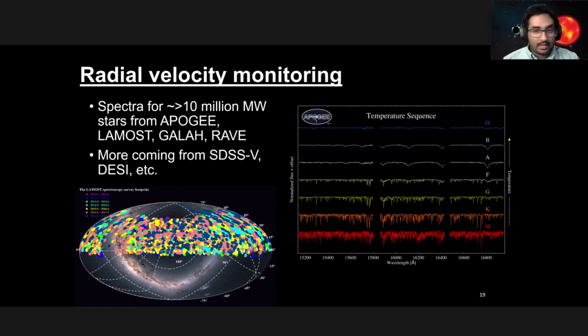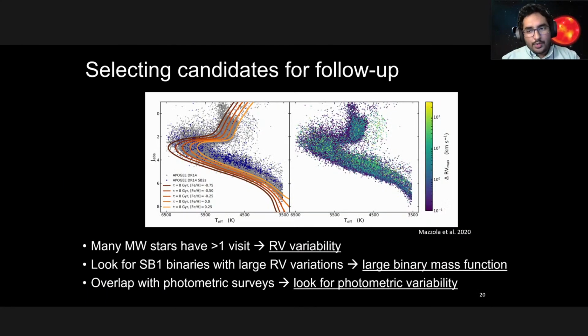These surveys sample stars from all over the sky and from various spectral types. To highlight this, shown here on the right, APOGEE spectra for stars of various spectral types. On the left, I've shown the sky footprint of the LAMOST survey and their targets. So how do we use this method to identify compact object hosts?